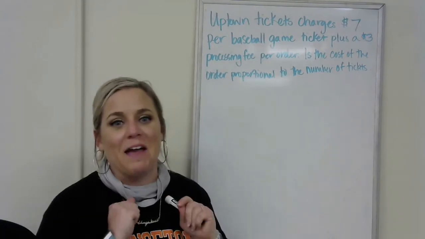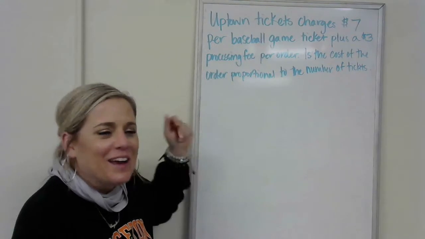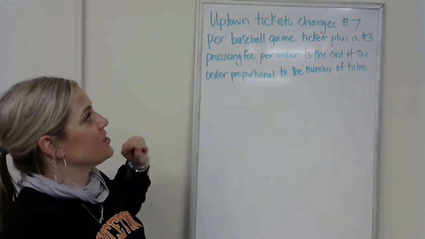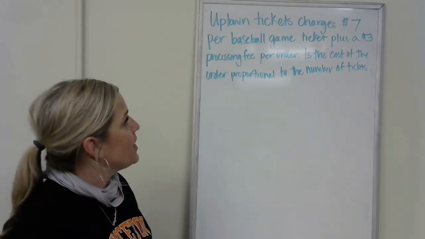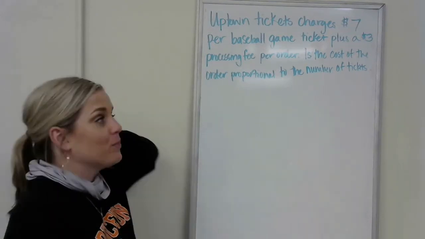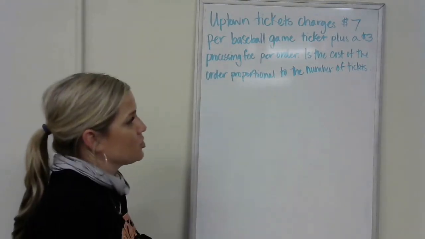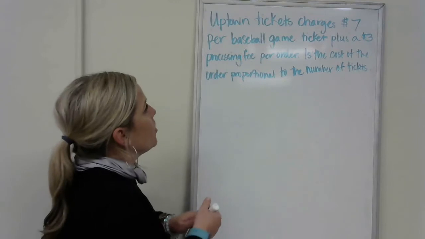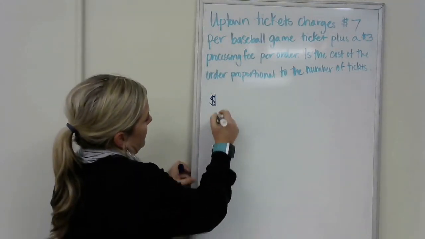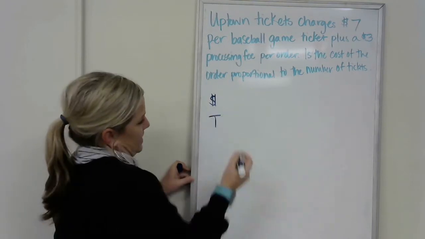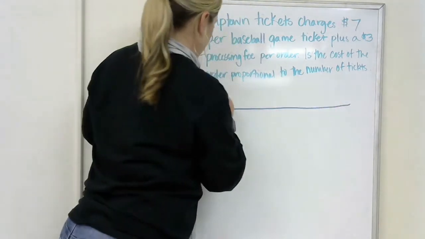Okay, we're back with another example. So this little word problem here says Uptown Tickets charges $7 per baseball game ticket plus a $3 processing fee per order. Is the cost of the order proportional to the number of tickets? Okay, so we'll do the cost here, the money, and then number of tickets, okay? Money to tickets, okay?